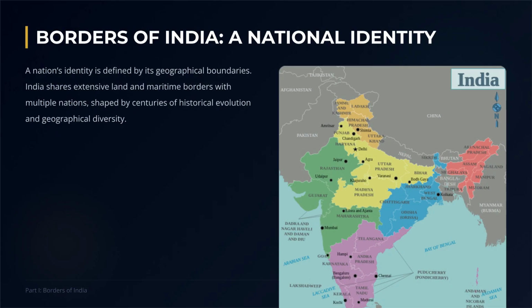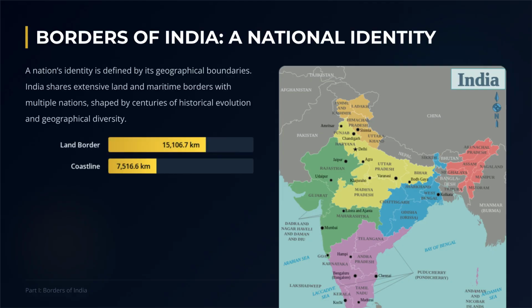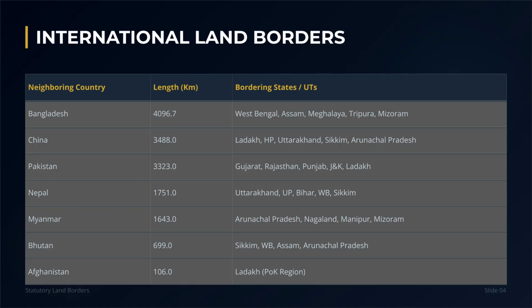A nation's identity is shaped by its geographical boundaries. India shares extensive land and maritime borders, a result of historical evolution and geographical diversity. India's land border is 15,106.7 kilometers, and its coastline is 7,516.6 kilometers. India shares international land borders with multiple neighbors. Bangladesh has the longest border, while Afghanistan has the shortest, currently in the Ladakh POK region.